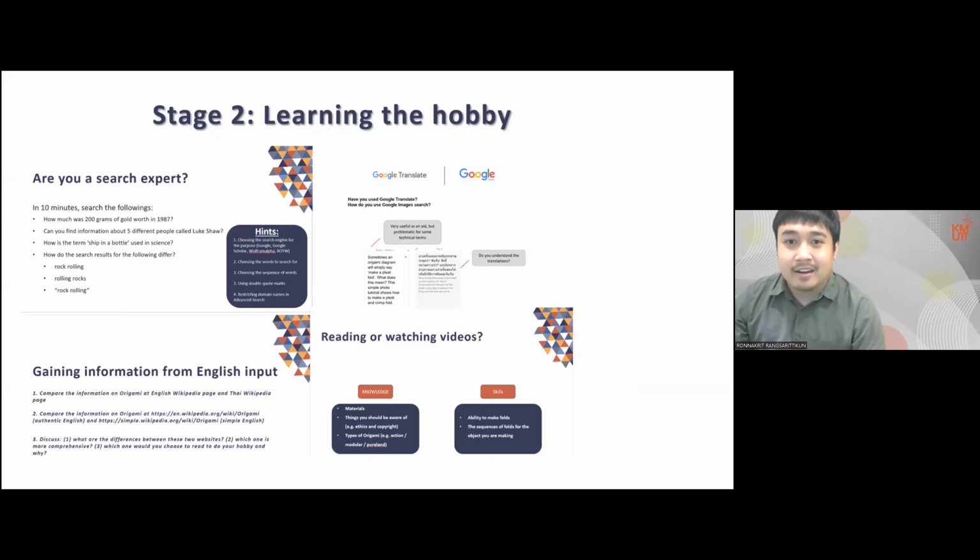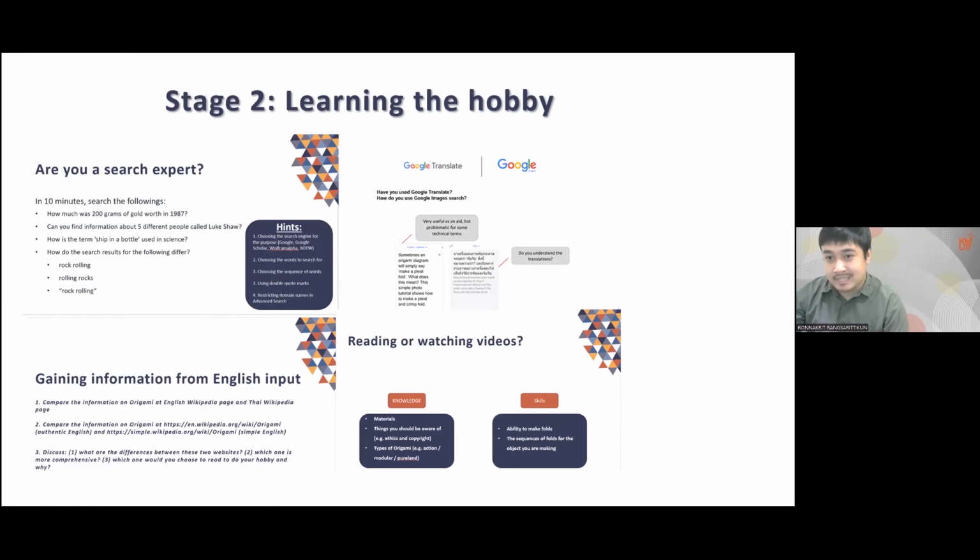Okay. Like the first one: how much was 200 grams of gold worth in 1987? If they use Google, actually many students found this lesson pretty useful. Even computer engineering students still didn't know how to search properly. If they use Google, it's going to take quite a long time to get the results for the first one. So maybe they can use other tools like Wolfram Alpha. Use some keywords on Wolfram Alpha and then they'll get instant results.